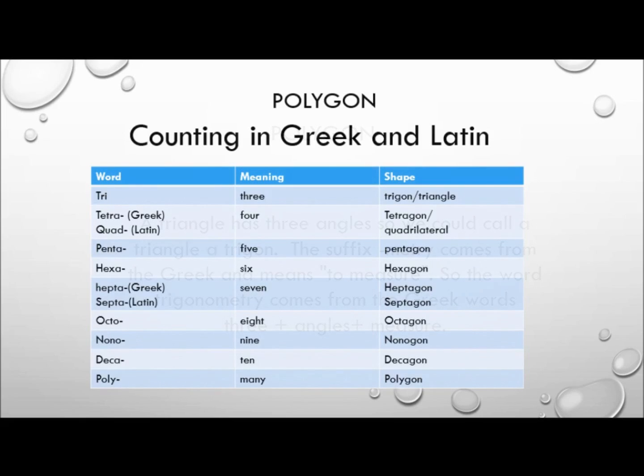Now there's certain words that you really should know. It doesn't matter if you remember the Greek and Latin root words, but you do need to know the names of certain shapes for your exam. So tri, as in tricycle, means three. So a triangle has three angles, which means it also has three sides.